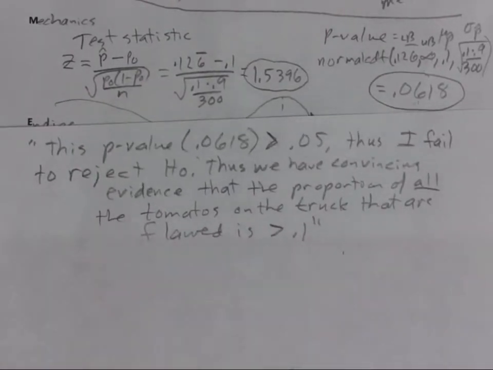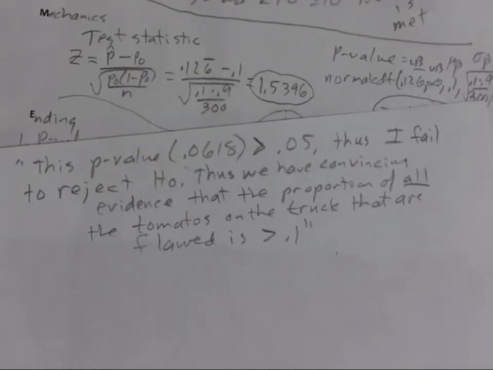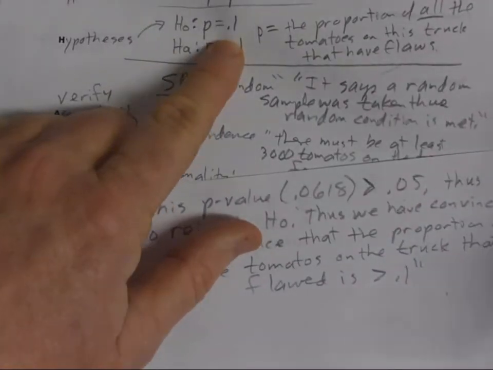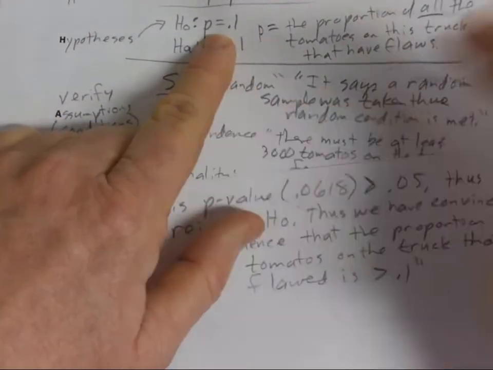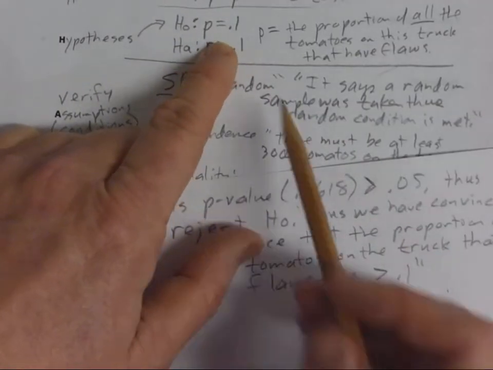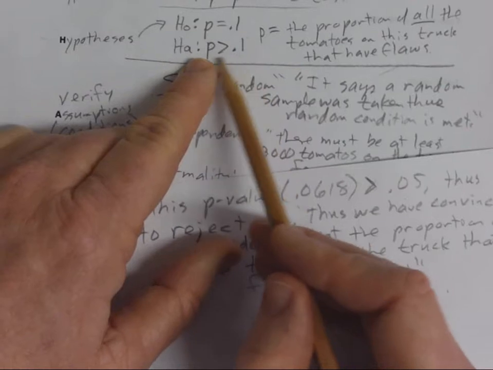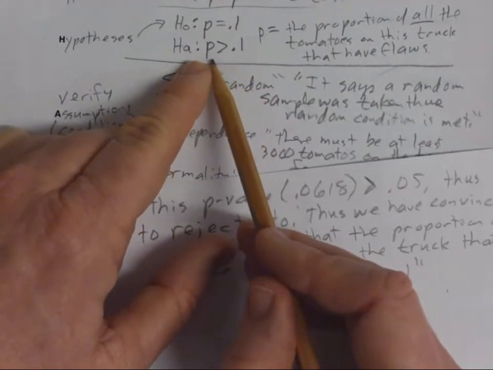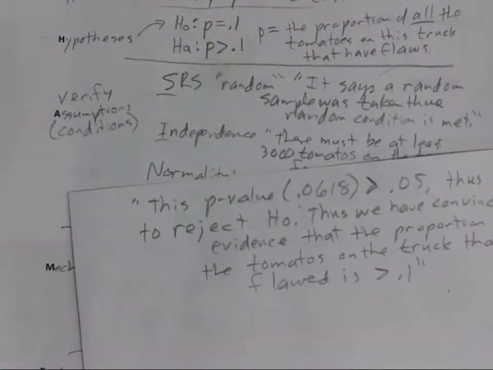And this p-value statement, we're going to be stating it the rest of the year. We're always going to be comparing it to the alpha. If it's less than the alpha, we reject the null and have convincing evidence for the alternative. So that's what we got here. We get a low p-value, so we reject the null. We reject that it's 10%. And that means that we have convincing evidence that it's actually greater than 10%.